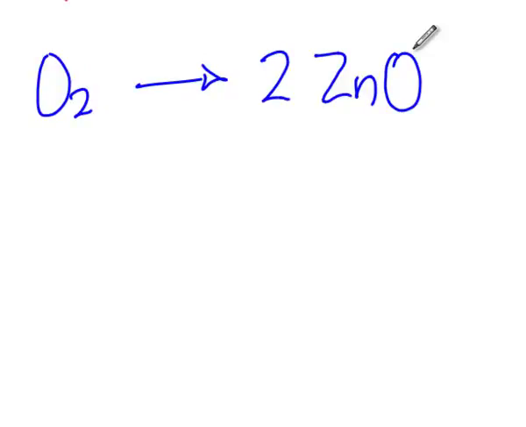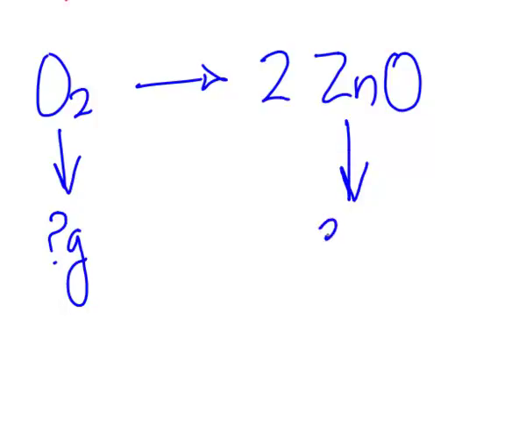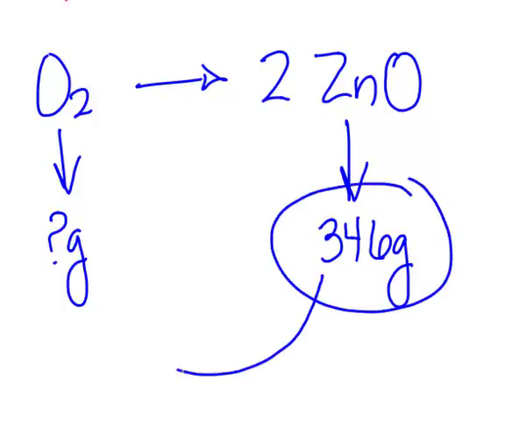Again, it says, how many grams of O2, so they want to know about this dude right here, how many grams are produced when 346 grams of zinc oxide, so they're giving you this guy, 346 grams of this. So there's our question. Looks like we're going from zinc oxide to oxygen. You see how I always like to write right on top of my balanced reaction? I think it's a really good strategy.